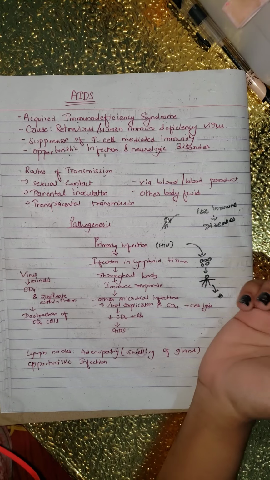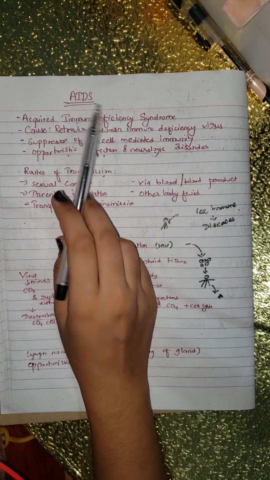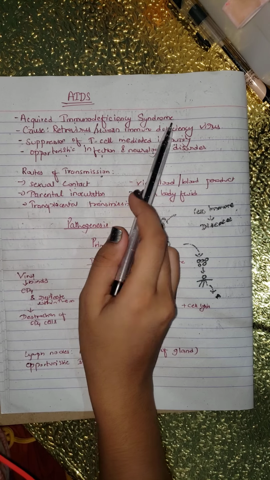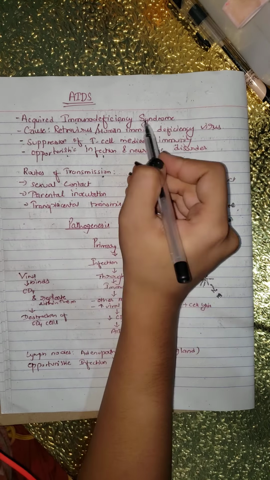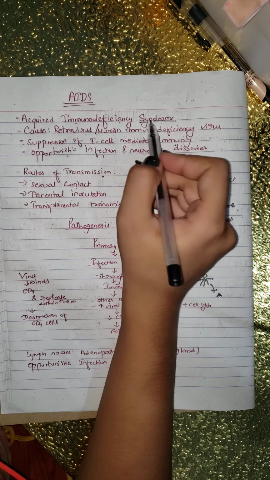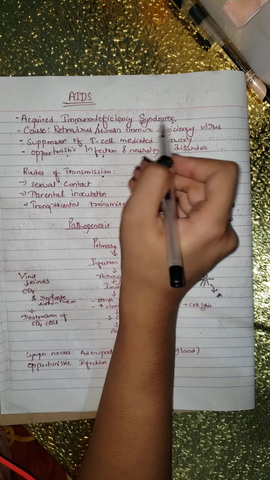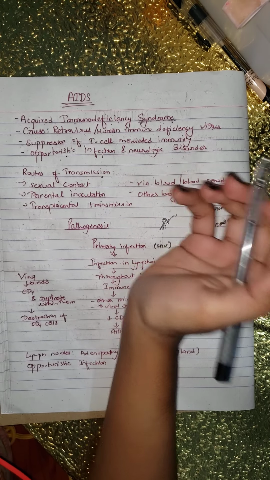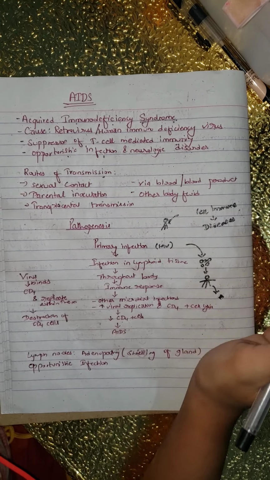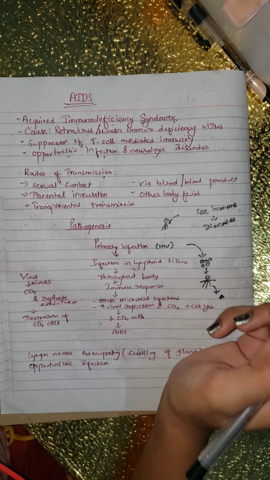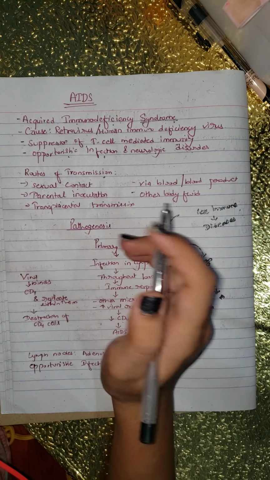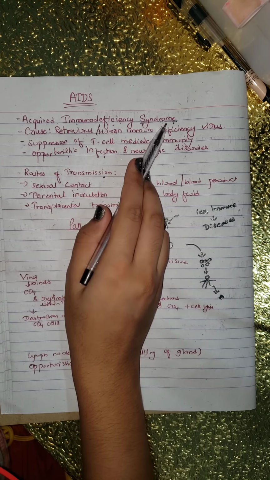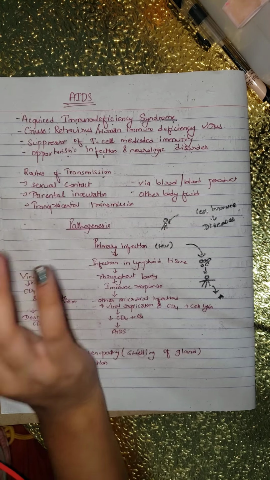Hello guys, so today we are going to study about AIDS. The full form of AIDS is acquired immunodeficiency syndrome. By the name we can know syndrome means a lot of symptoms, a group of symptoms, caused by deficiency of the immune system, or a deficiency of immunity in the body of that patient. Because of the deficiency of immunity, there are lots of symptoms seen in the body of the patient. So this group of symptoms is known as AIDS.